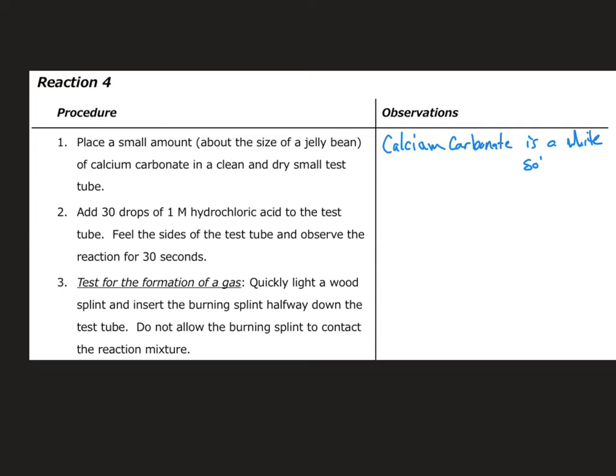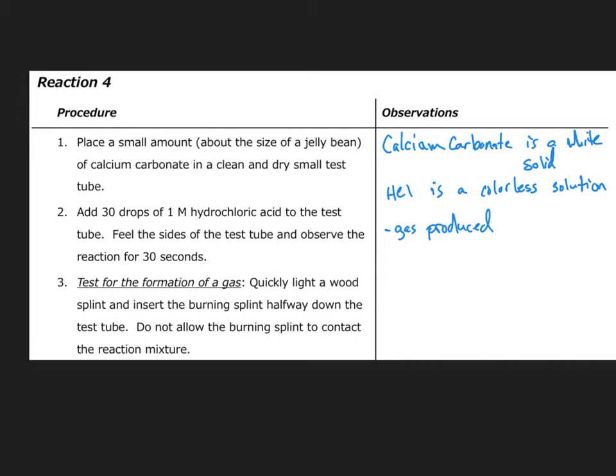So first thing, calcium carbonate is a white solid. That might be important, you just don't know before the reaction starts. Hydrochloric acid is a colorless solution. All right, maybe you'll remember that when it comes time to write the reaction, maybe you won't. Maybe that will be helpful, maybe it won't.